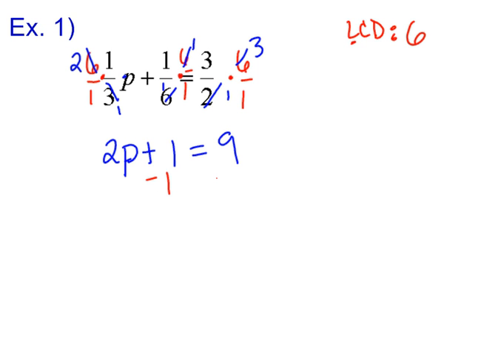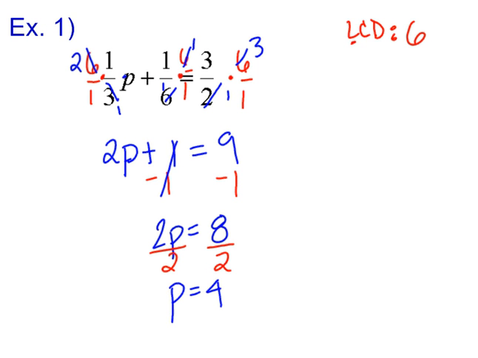Let's subtract 1 from both sides. Okay, and then that goes away, and so we get 2p equals 9 minus 1, which is 8. Then we're going to divide both sides by 2 because we want to get the p alone. And we get p equals 4. And we still have to check it. We're never going to get out of all the work. But if we can get out of some of the work, why not, right?